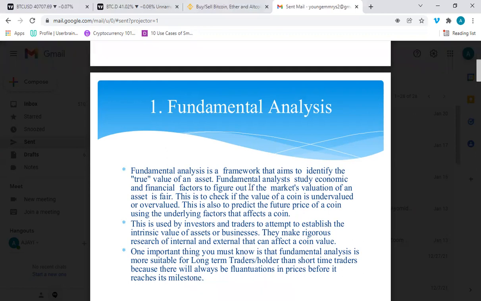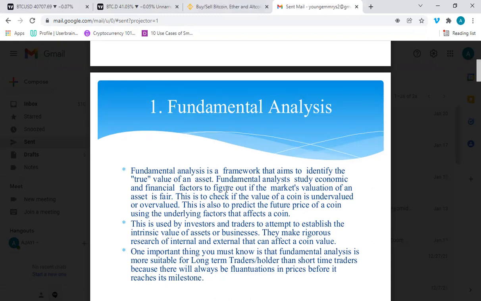You use it to figure out if the market valuation of an asset is fair, to check if the value of a coin is undervalued or overvalued. Undervalued or overvalued in the sense that, at a particular point in time, is it going to drop or is it going to go up? If there's an overvalued or overhyped asset, you know fully well that one way or the other it will affect things, and the price will come down.